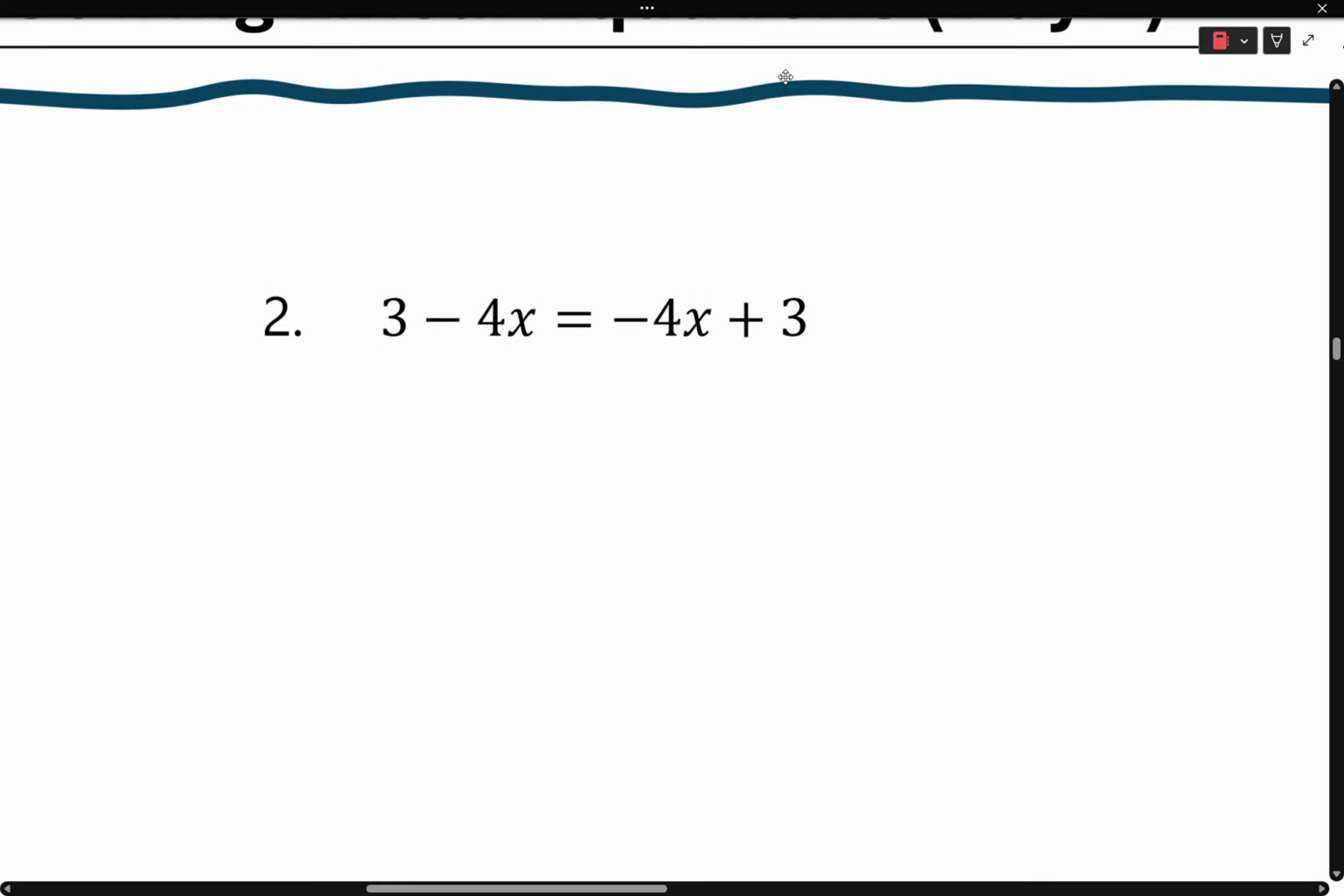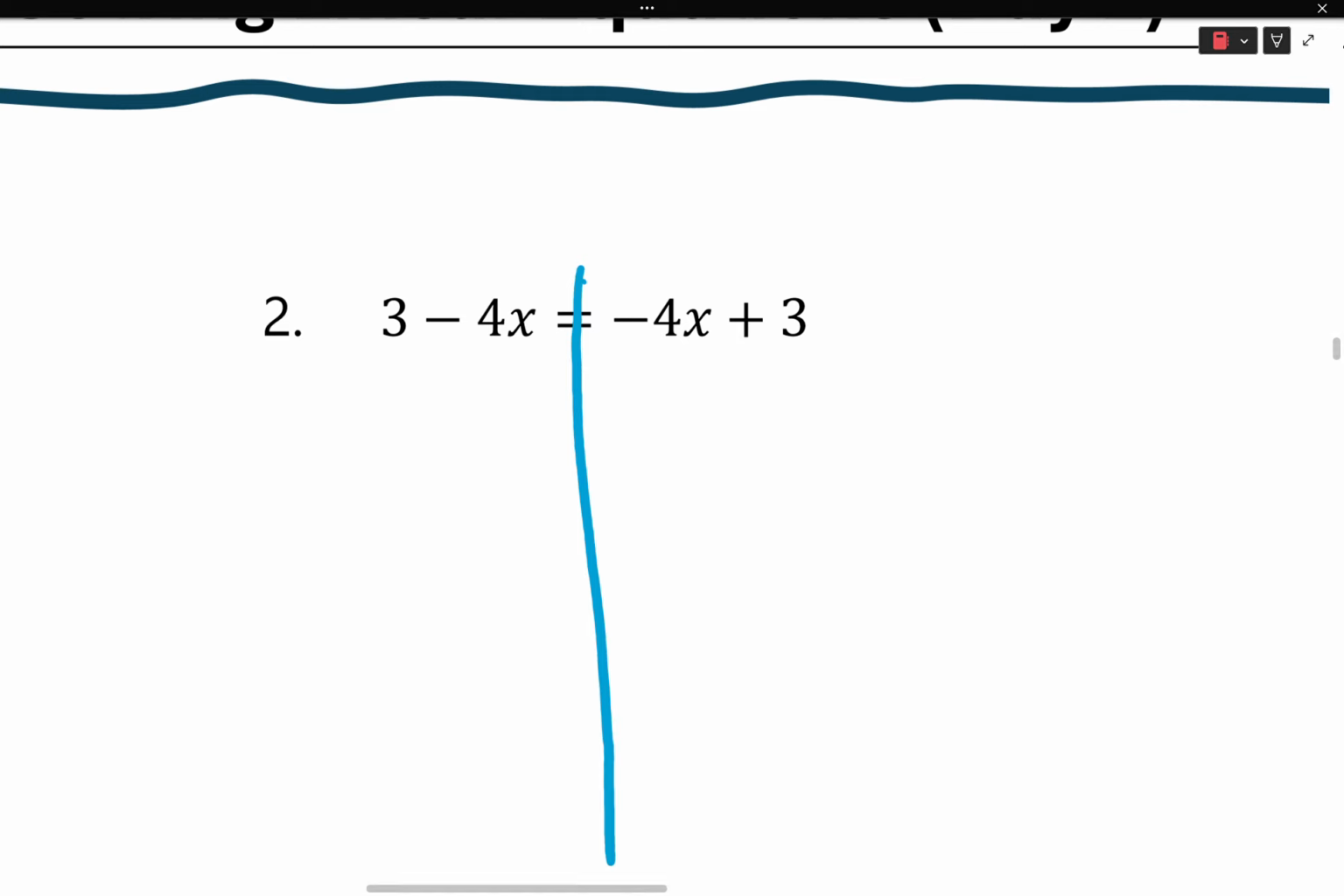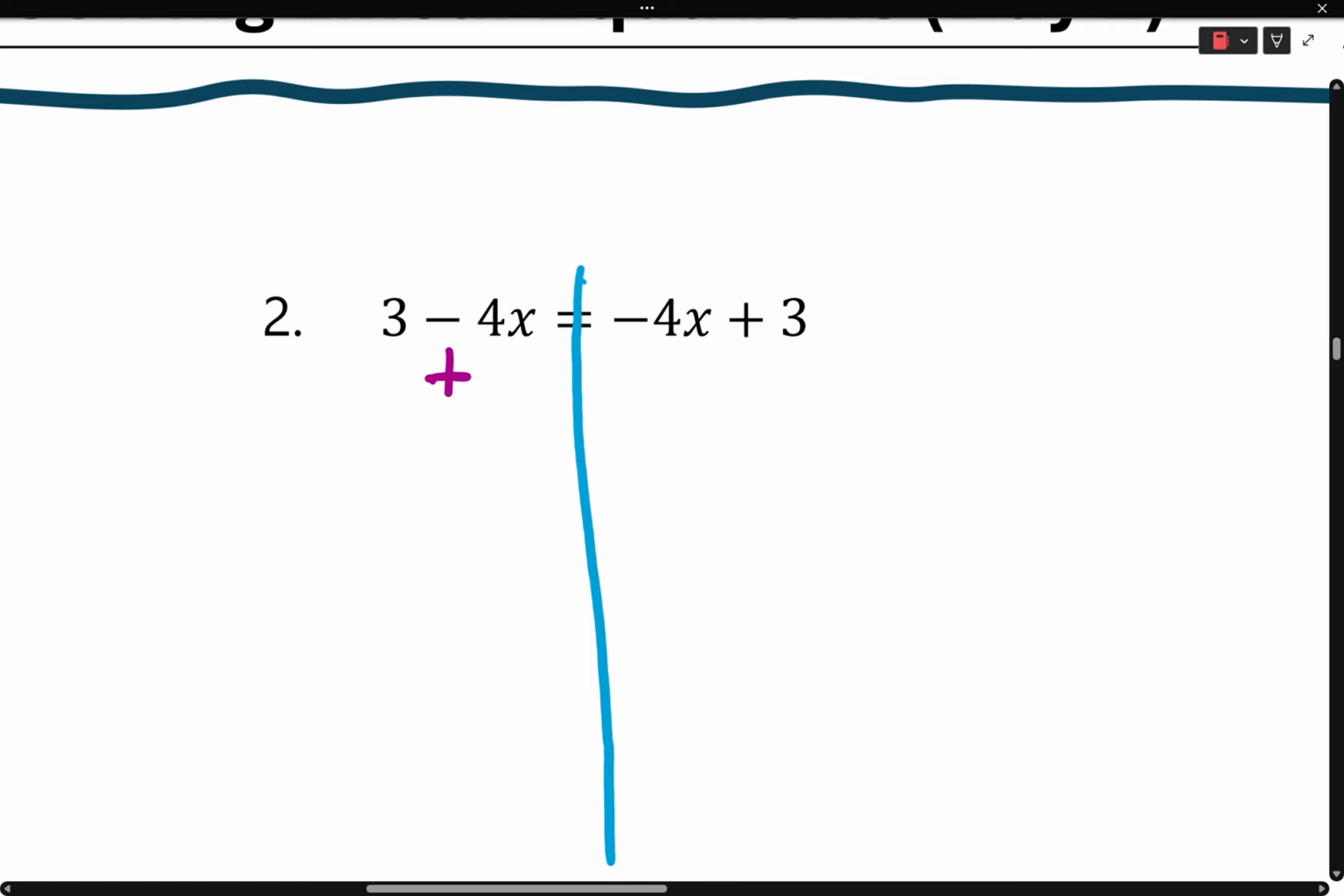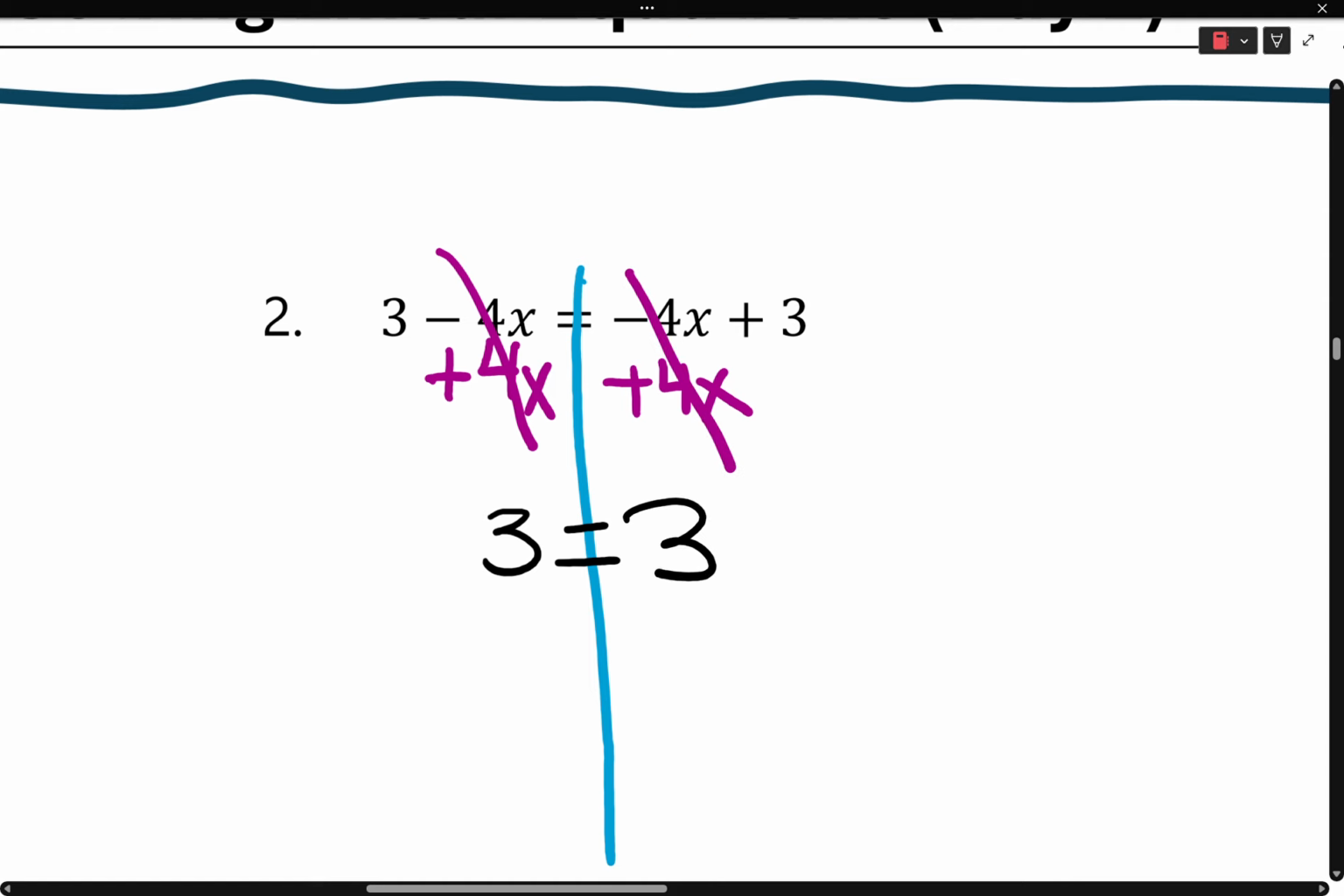There we go. Okay, now I like to move the x's first, so I'm going to go ahead and add 4x to both sides. On the left side, they cancel, which is kind of my goal, and I'm left with 3 equals. On the right side, negative 4 plus 4 also cancels, and I'm left with 3. Does 3 equal 3? Yes, this is true, but what does this mean?